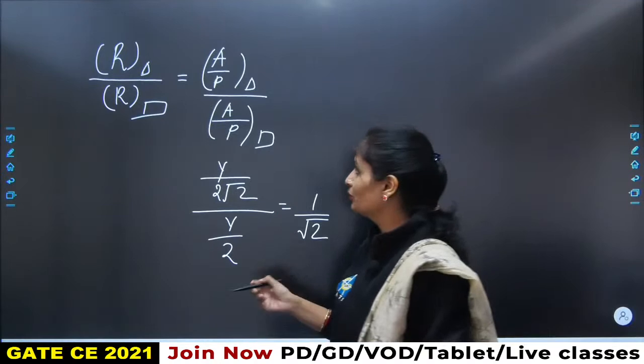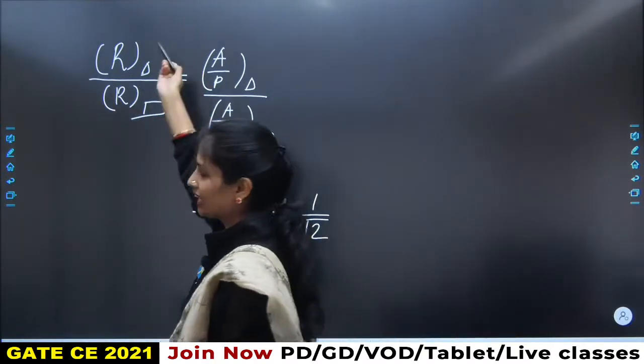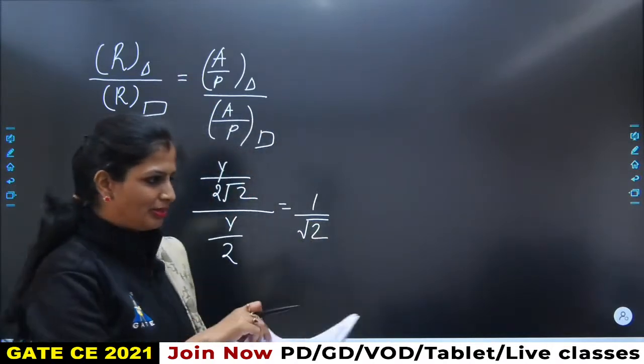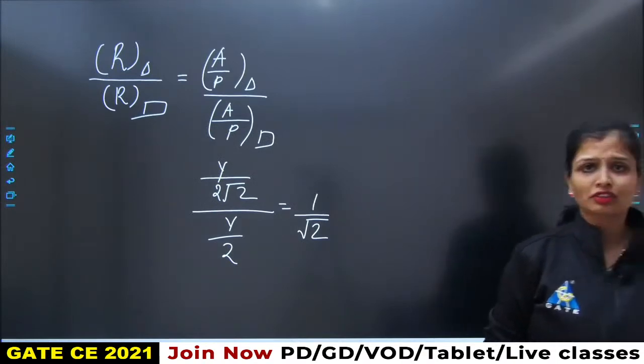Only mistake which you can make is just not reading the question properly and writing rectangular to that of triangular first. Just silly mistakes can be made, nothing more than that. Clear? So this was one of the questions. Moving towards the next question.